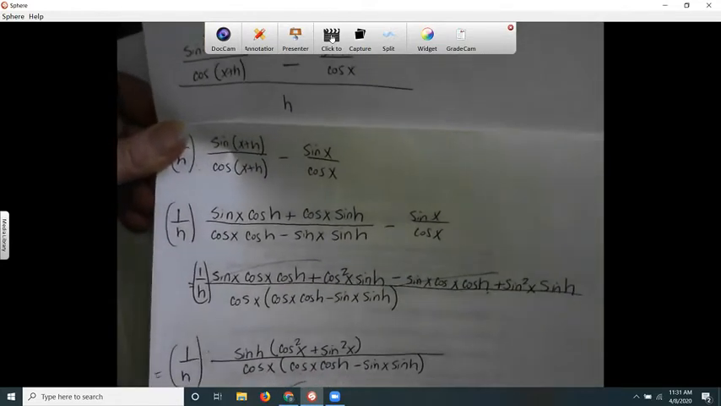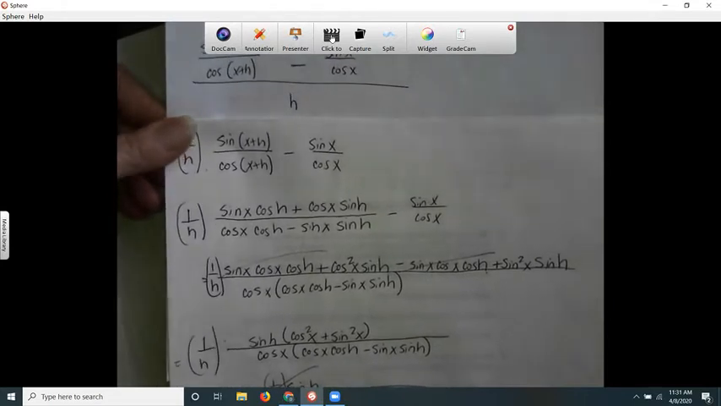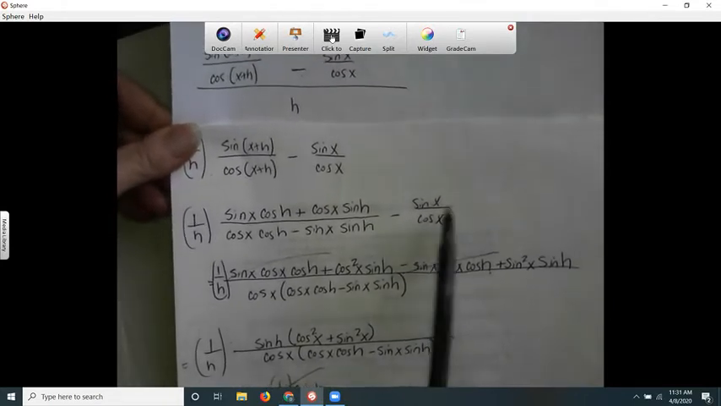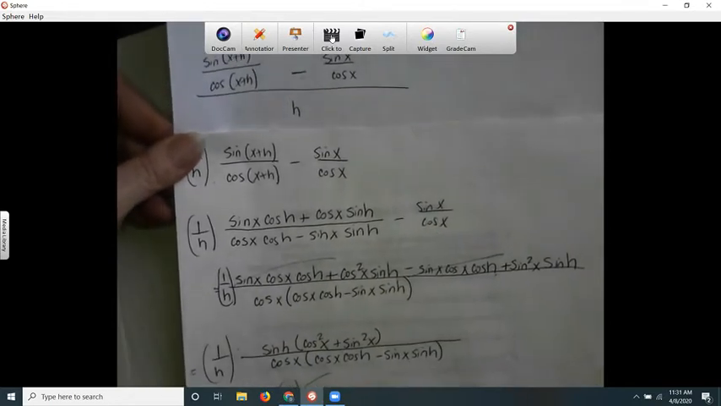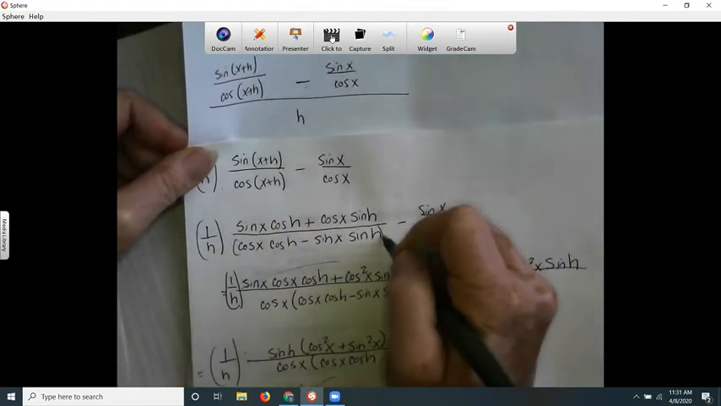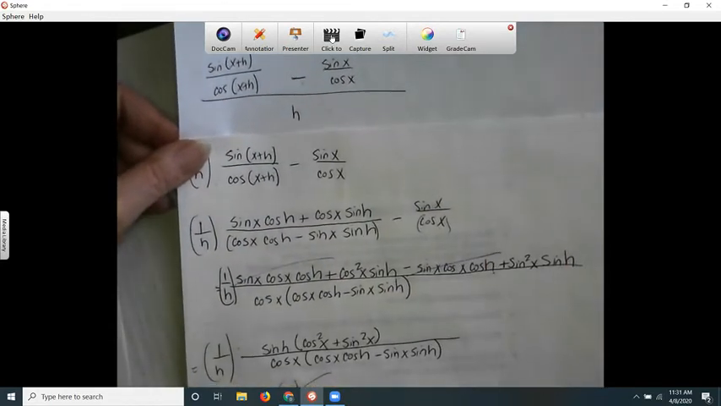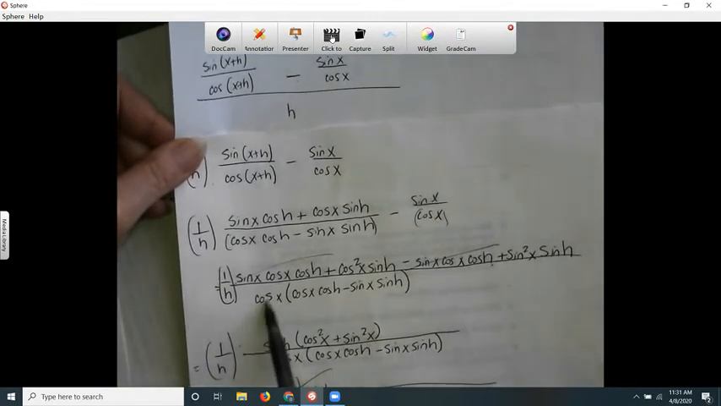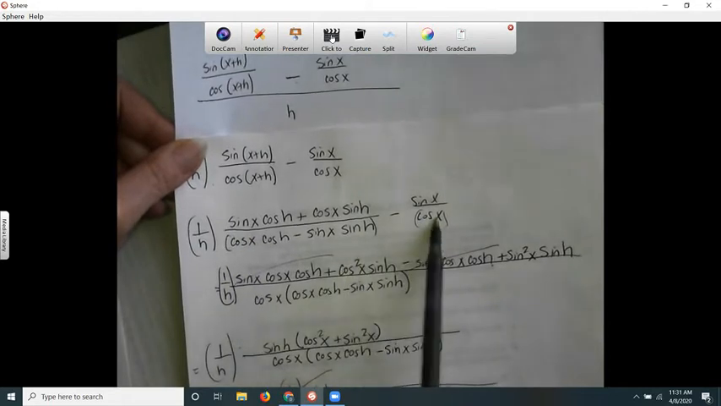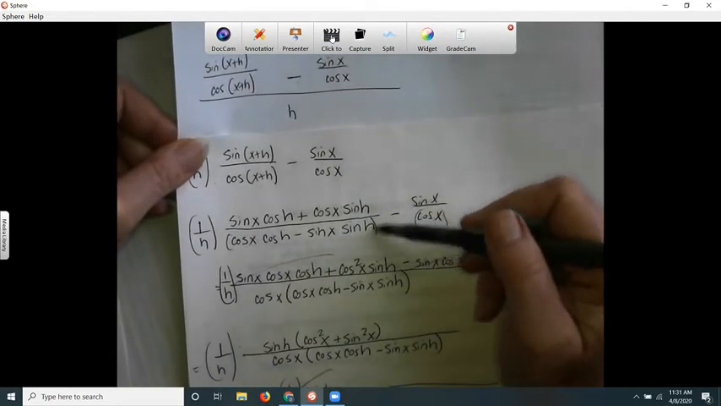Well, I know I need a 1 on the top. Oh, I know what I did. I wanted to get a common denominator. So the common denominator would be this whole denominator times this denominator. And I didn't show much work, but see how I've got this times this whole thing? That's what this is down here. So I had to multiply the top and the bottom of this fraction by cosine x.